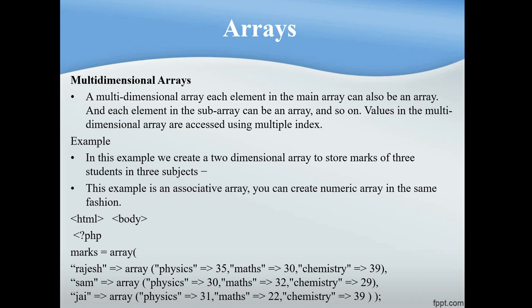So marks equal to array, and then I am giving the key Rajesh, and inside that we are having the inner array, that is array physics equal to 35, maths equal to 30, chemistry equal to 30. So these three marks are about Rajesh, and in the same way Sam's and J's marks are given. So here we are using an array within an array, so it's called a multi-dimensional array.